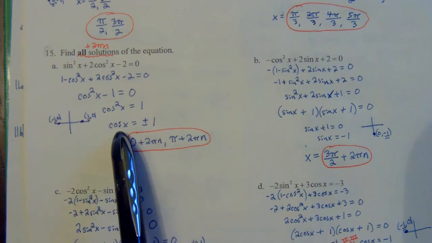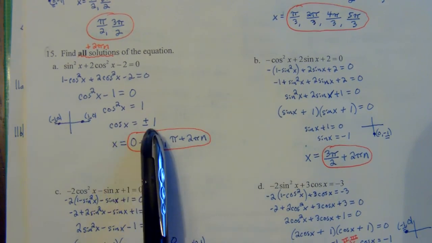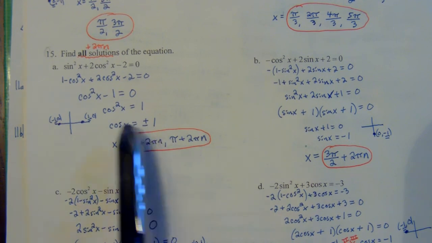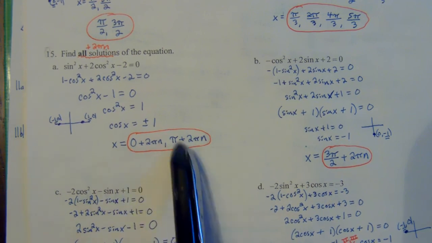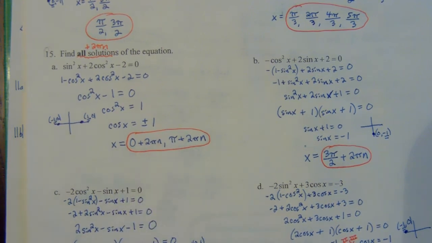But on this one, you get cosine is equal to plus or minus 1. So you're thinking on the unit circle, where is my x value either equal to a positive 1 or a negative 1? And that's at those two spots, the 0 and the pi, and then you squeeze in that 2 pi n.